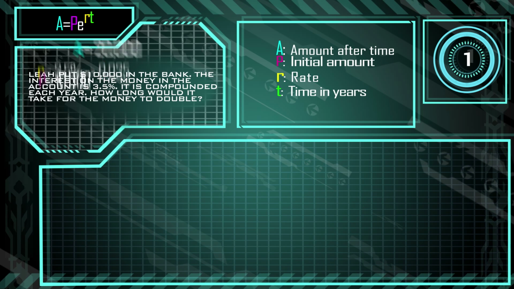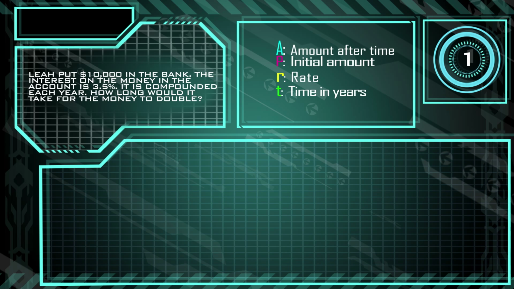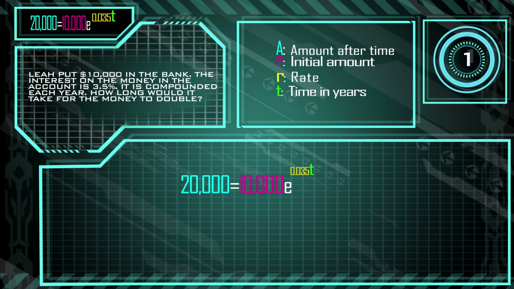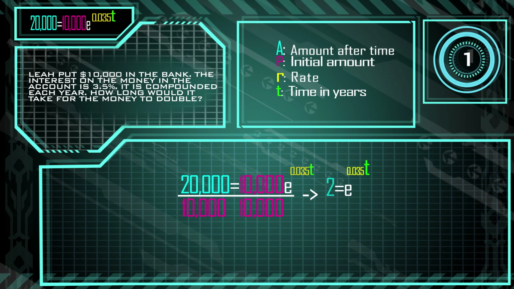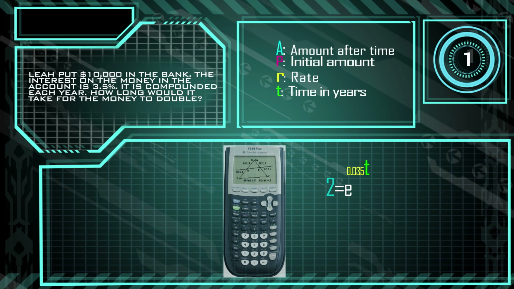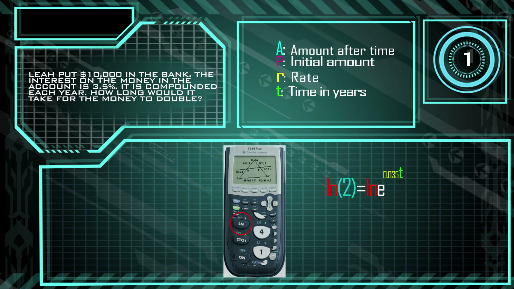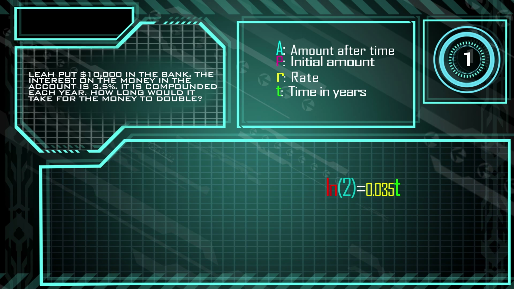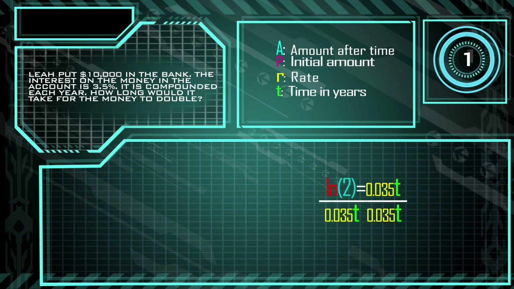Now plug the amounts into the equation. So now you need to find T. First, you need to divide both sides by 10,000. Now you need to take the natural log of both sides of the equation, which is ln, a button on your calculator. The natural log cancels out e in the equation. Now it's just normal order of operations.